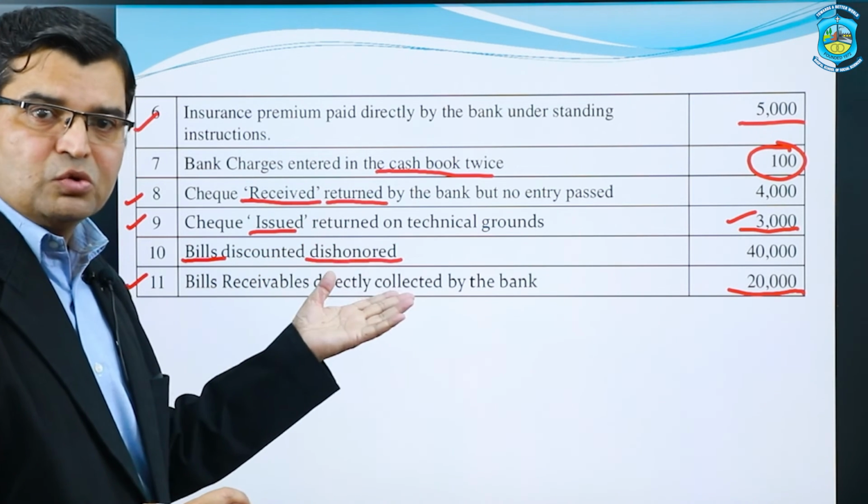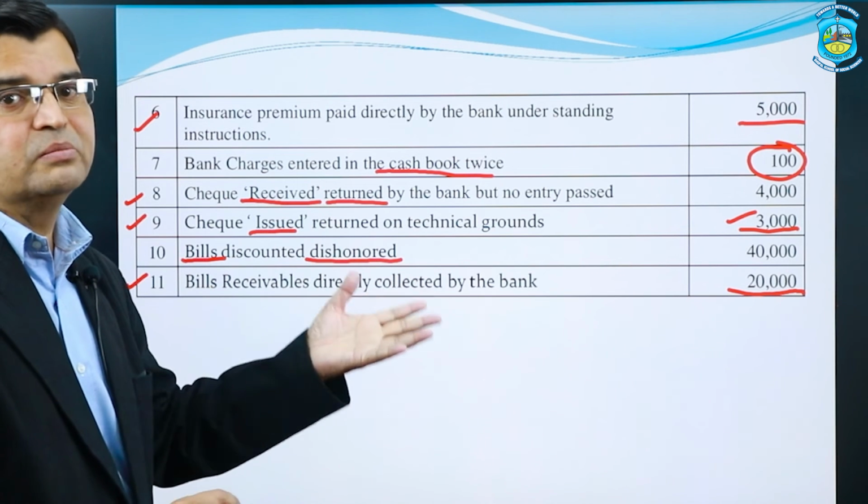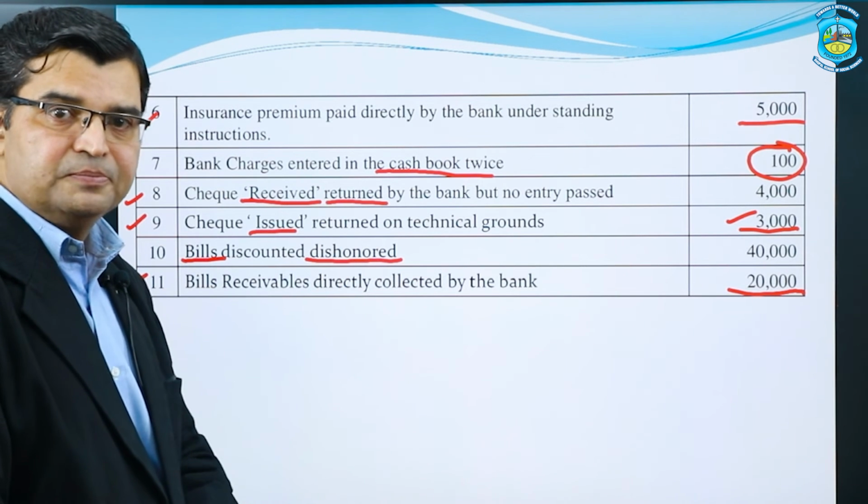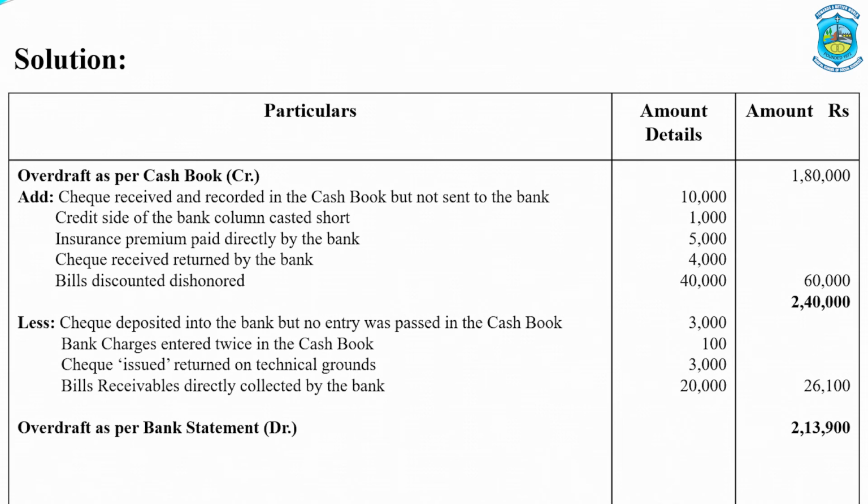So now we are going to show all these points in the bank reconciliation statement. So now we will try to understand this bank reconciliation statement, in which this overdraft as per cash book, that is called credit balance of cash book, is given already, that is 1,80,000 rupees. This 1,80,000 is what? This is our negative balance of cash book.